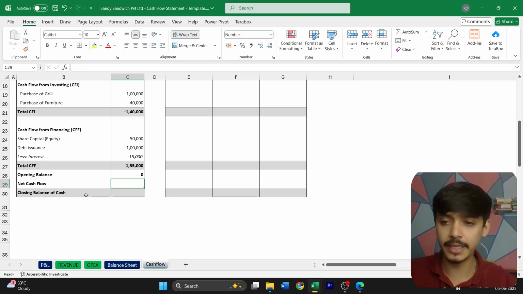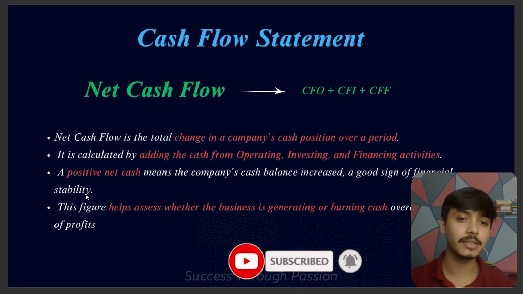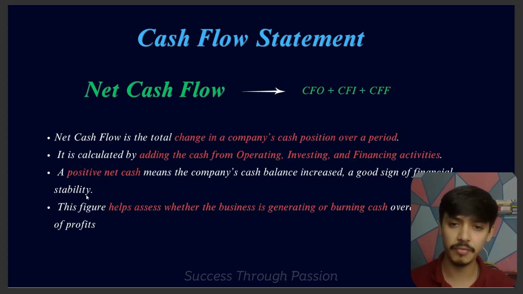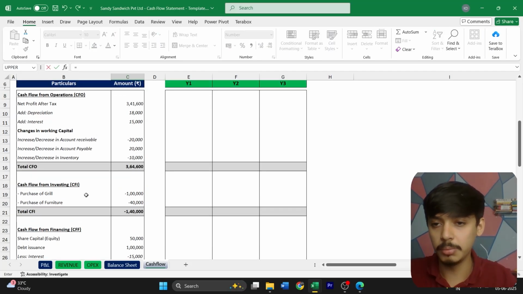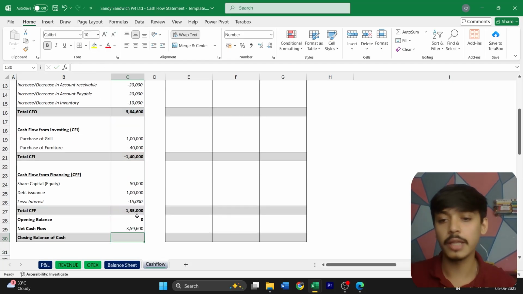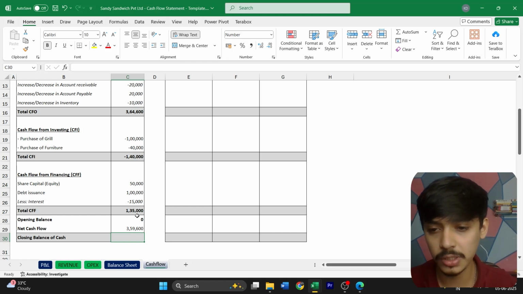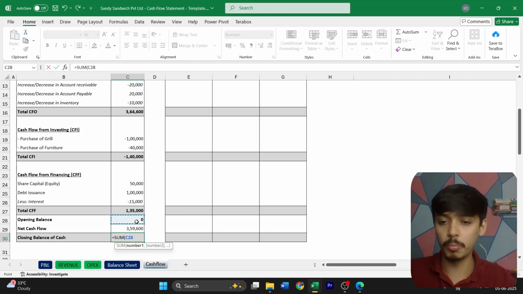To calculate net cash flow, let's look at the formula. So net cash flow is equal to simply CFO plus CFF plus CFI. So going back to the model, let's sum it up. This will be CFO plus CFI plus CFF. That way we get 3,59,600. Now closing balance is the sum of these two, that is opening plus the net cash flow.